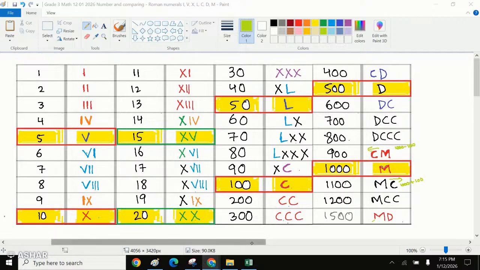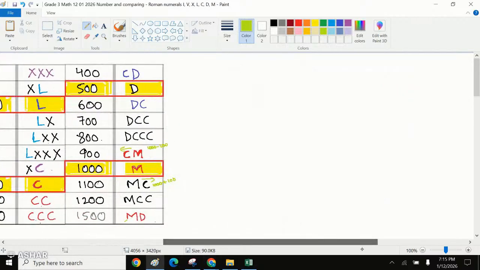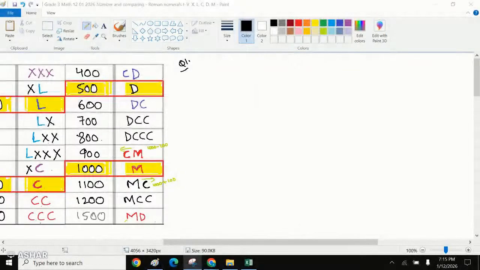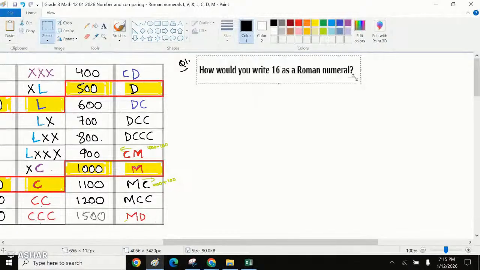So the first question, question number 1 says, I'll just copy the question on the screen. Okay, how do you write 16 as a Roman numeral? This is the first question we have, and it says, how do you write 16 as a Roman numeral?